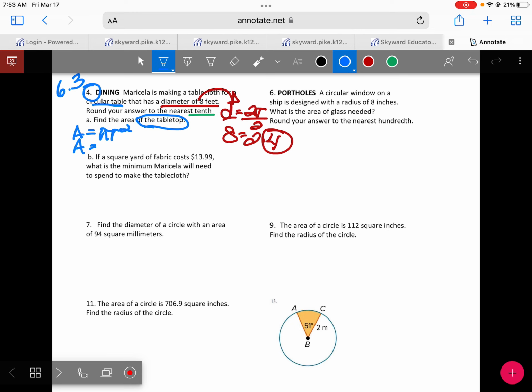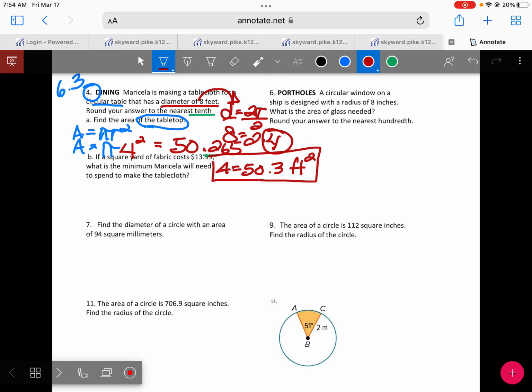So area equals pi times my radius 4 squared. So on your calculators, take pi times 4 squared. And tell me what you get. 50.265. It says round to the nearest tenth. The 2 is in the tenths place. So my answer is going to be 50.3. What units is it in? Feet squared. That is the answer for A.